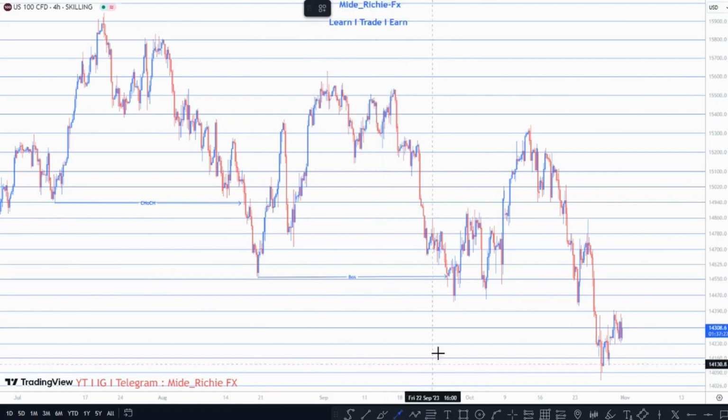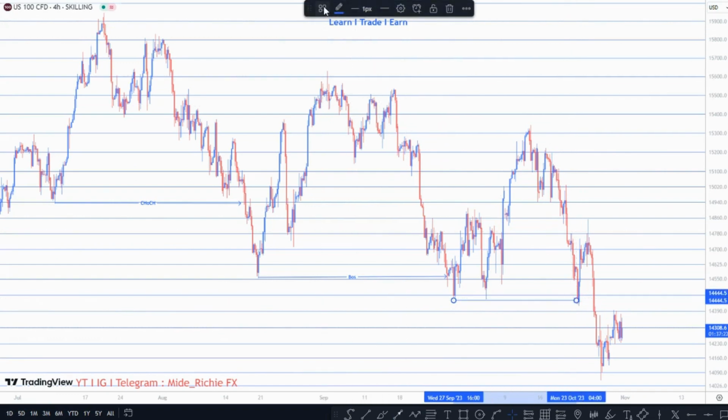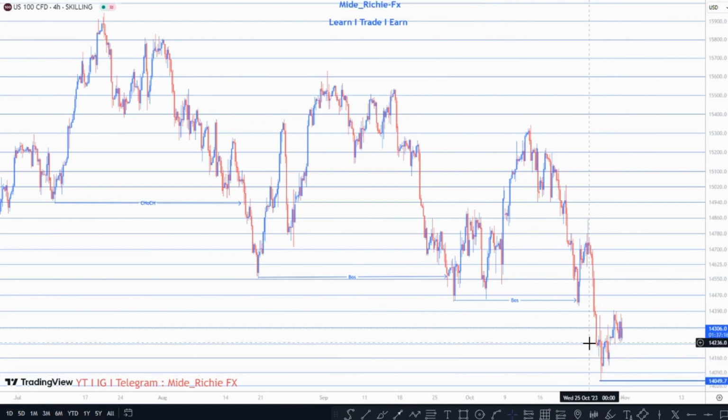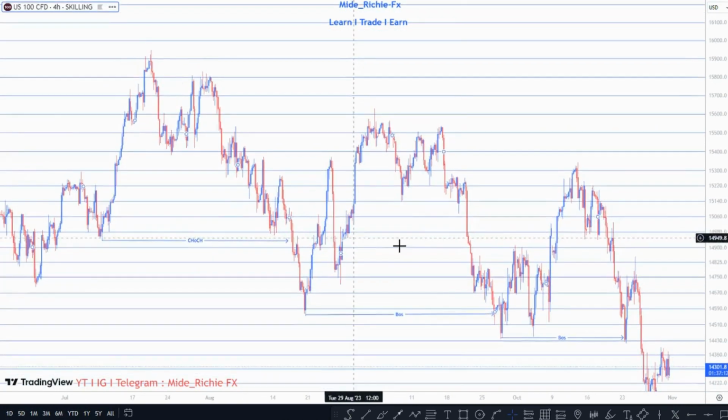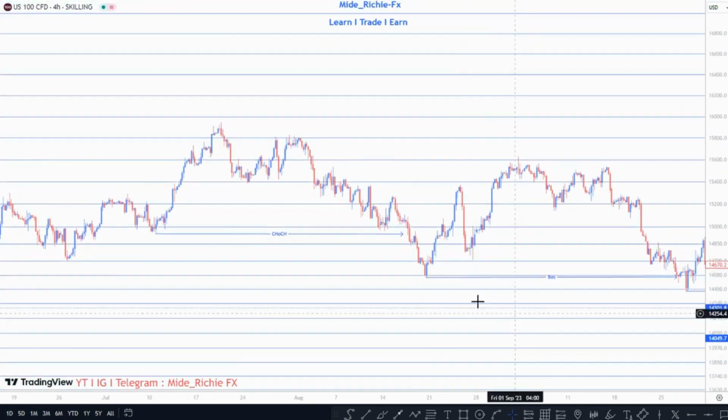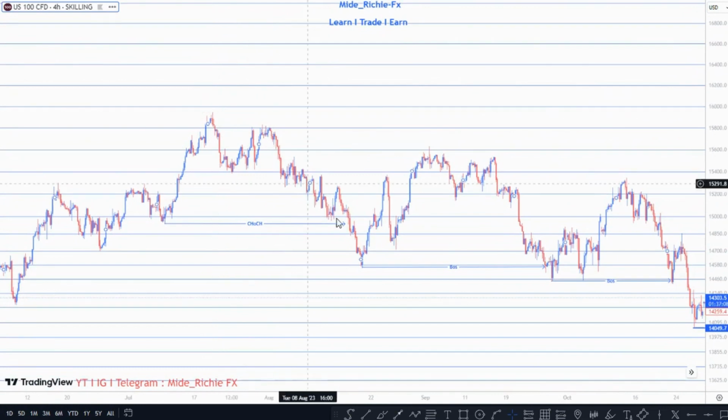Then we had another BOS at this spot right here. We had another BOS. Then we had this as our last low that the market is printing right now. The last low the market has right there, right now. So as you guys can see, we had a very nice bearish leg at this point.